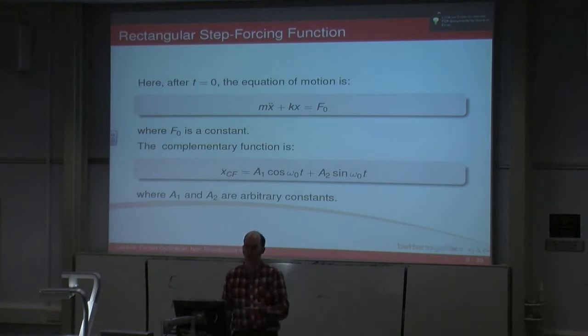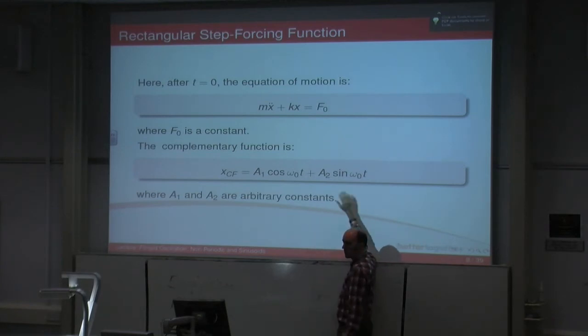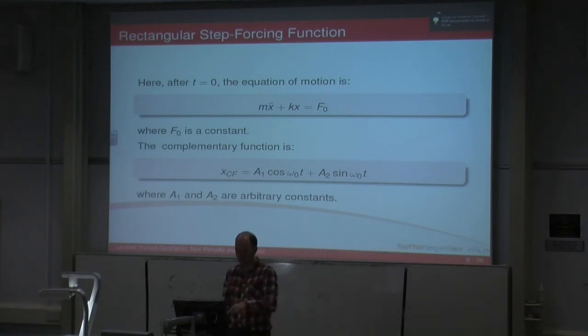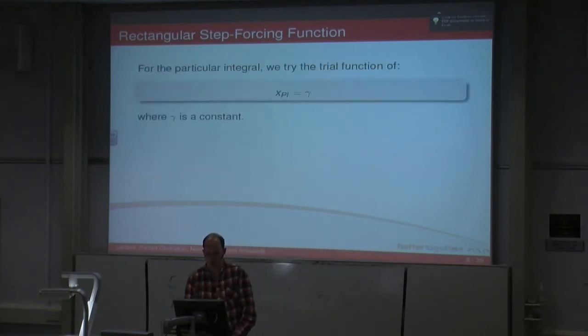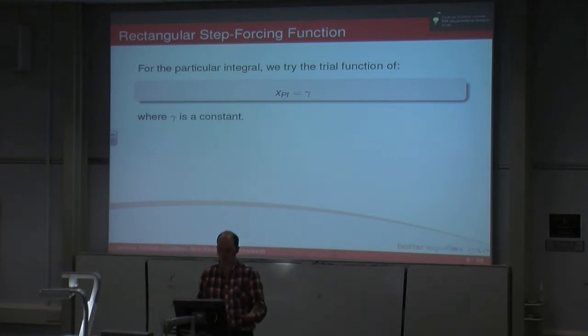The complementary function for the undamped case is this, as we saw before, and that doesn't change. A1 and A2 we'll find; let's not worry about that for the time being. So that's x CF. We need to find x PI. Since the forcing function is a constant, we try x PI as a constant. And that constant I'm going to give the name gamma. It could be called whatever you want, but gamma I'm going to give it.